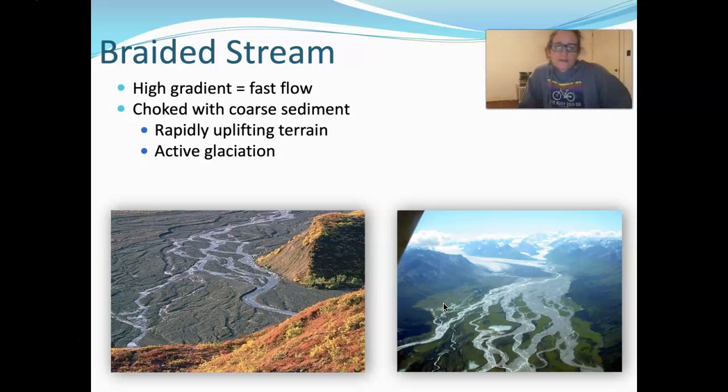It's gravels and maybe some finer grain, but a lot of gravel in braided streams. So these would be areas, like I said, of active glaciation, which generates a lot of sediment, but also could be areas where rapidly uplifting terrain occurs. If mountains are being built, then they're also being eroded at the same time, producing lots of sediment. So braided streams can be along very tectonically active mountains.